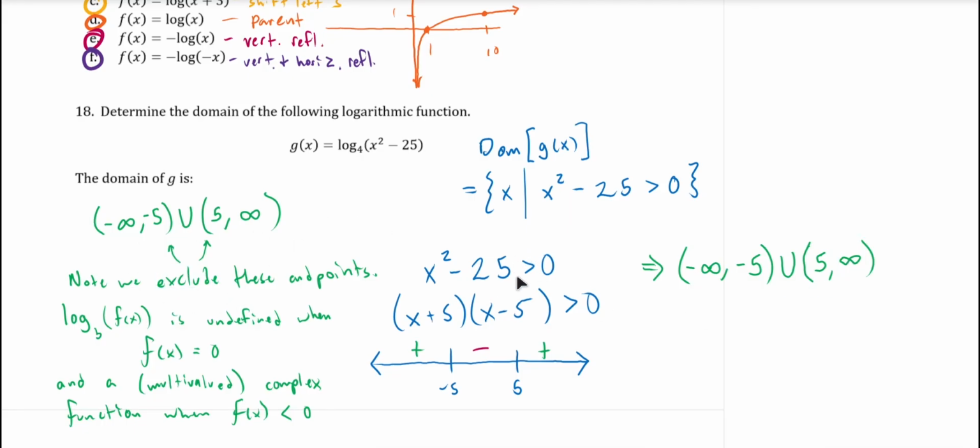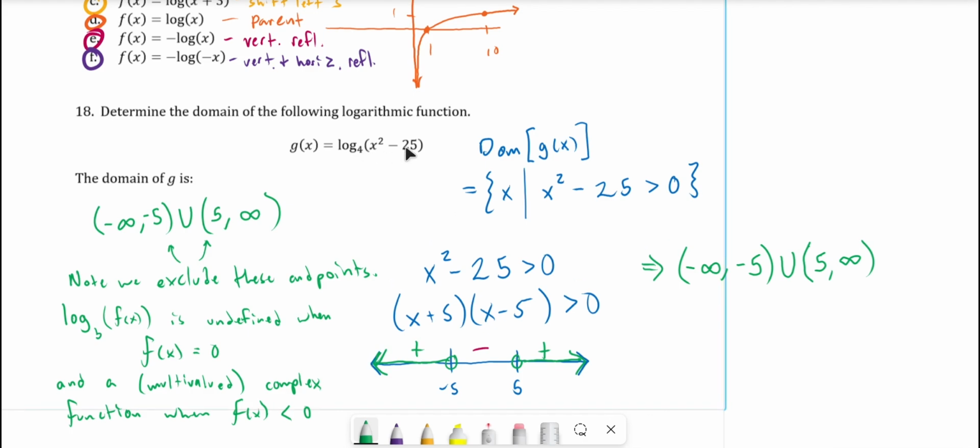This is always an exclusive inequality, or strict inequality, because log is going to be undefined if its argument is 0, and it'll be some multi-valued complex function if it's less than 0. So we throw out the negative for that region, and we throw out the endpoints to make sure everything stays defined. So if we wanted a number line graph, it would look like that.